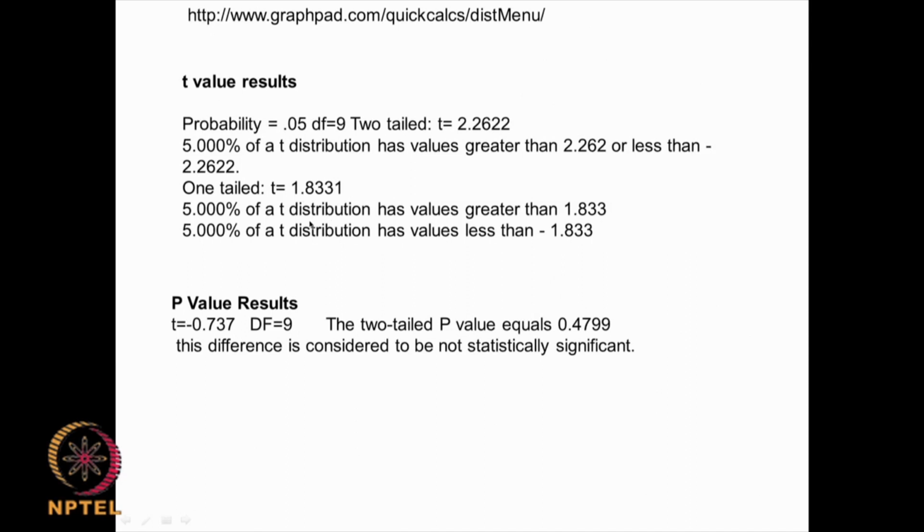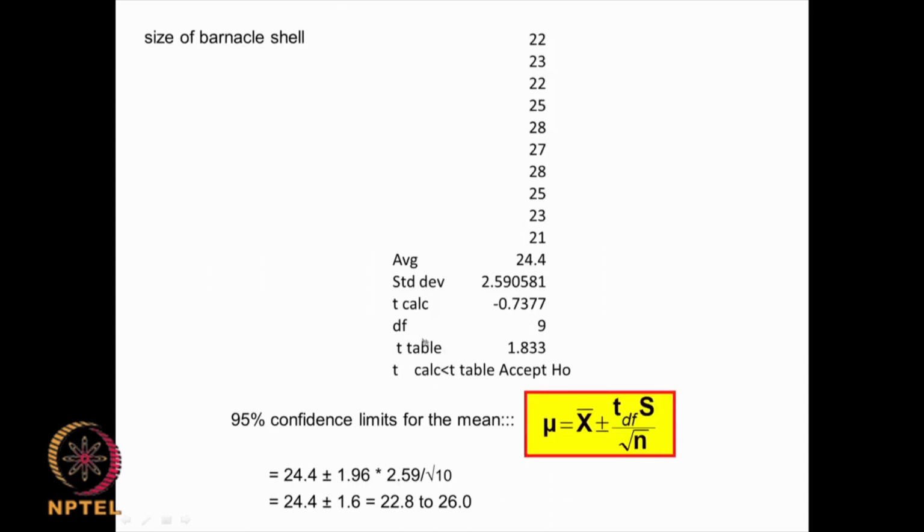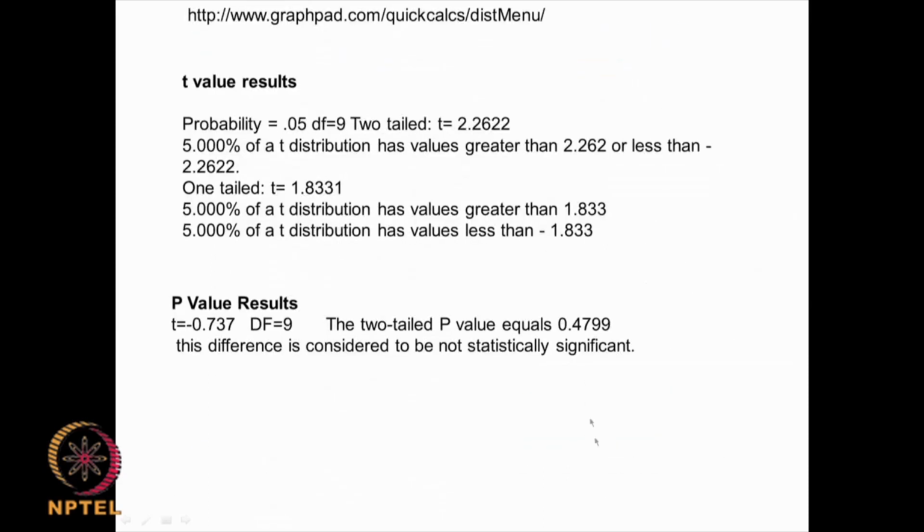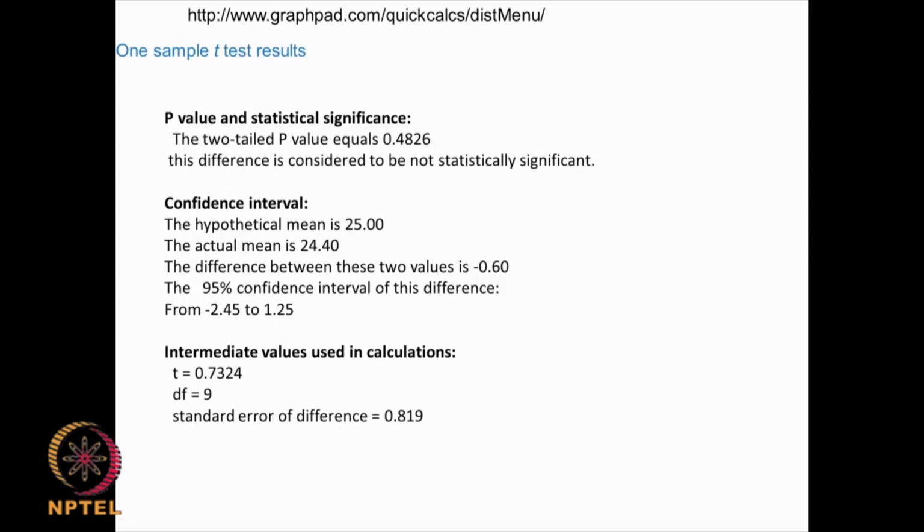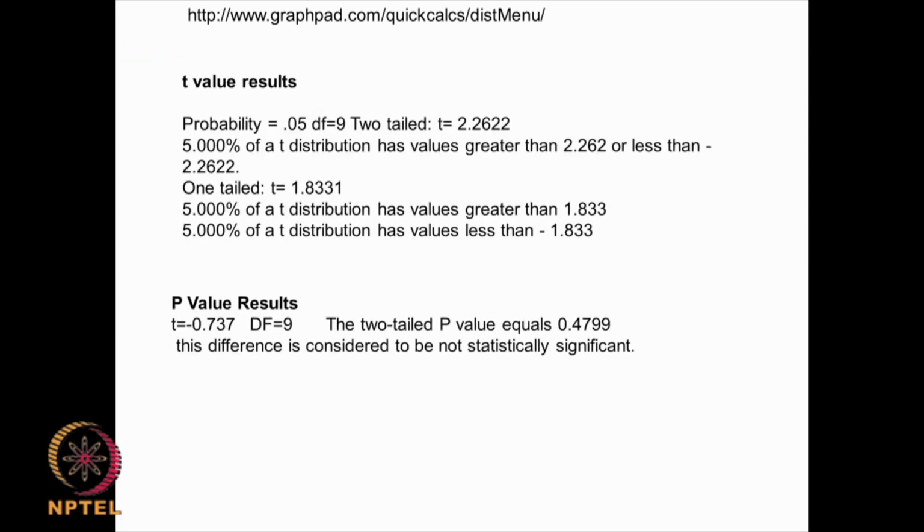But if I take the t value, minus 0.737, the same software can be used to calculate the p value, and the p comes out to be 0.479. Obviously it is not statistically significant at all. It should have been 0.05 or less, then only we can call it a statistically significant difference. So, it is very useful for calculating this.